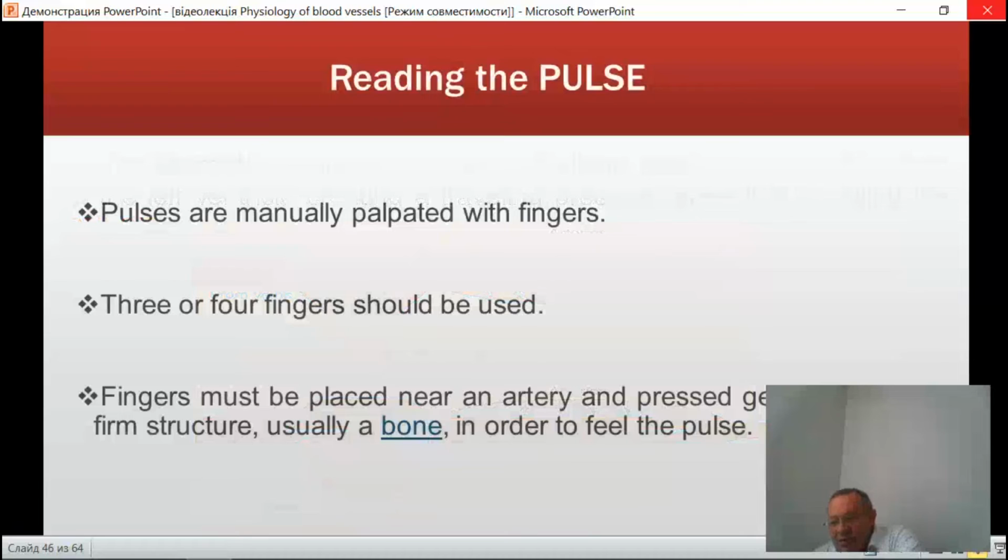Reading the pulse. The pulse is manually palpated with the fingers. The forefinger should be used. The finger must be placed near an artery and pressed gently against a firm structure, usually a bone, in order to feel the pulse.